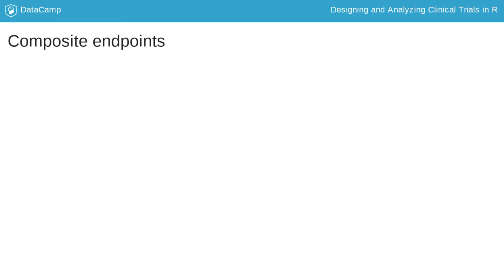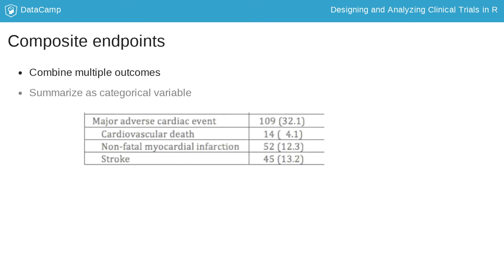Composite endpoints can also be derived based on multiple individual outcomes. For example, in a trial investigating the occurrence of a major adverse cardiac event, the individual outcomes could be cardiovascular death, non-fatal heart attack, or stroke. A binary variable can be derived to indicate whether or not a patient experienced at least one of those events. And we could summarize the endpoint as a categorical variable.